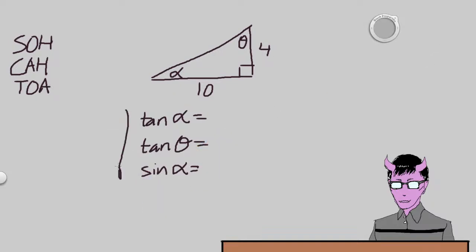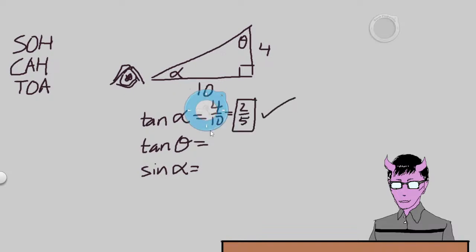So going from top to bottom, starting with tangent of alpha, we're looking at this particular angle. Tangent is simply the ratio of opposite relative to adjacent. So from this particular perspective, it's opposite over adjacent. So 4/10, that simplifies into 2/5. Divide top and bottom by 2. That's the answer for that one.